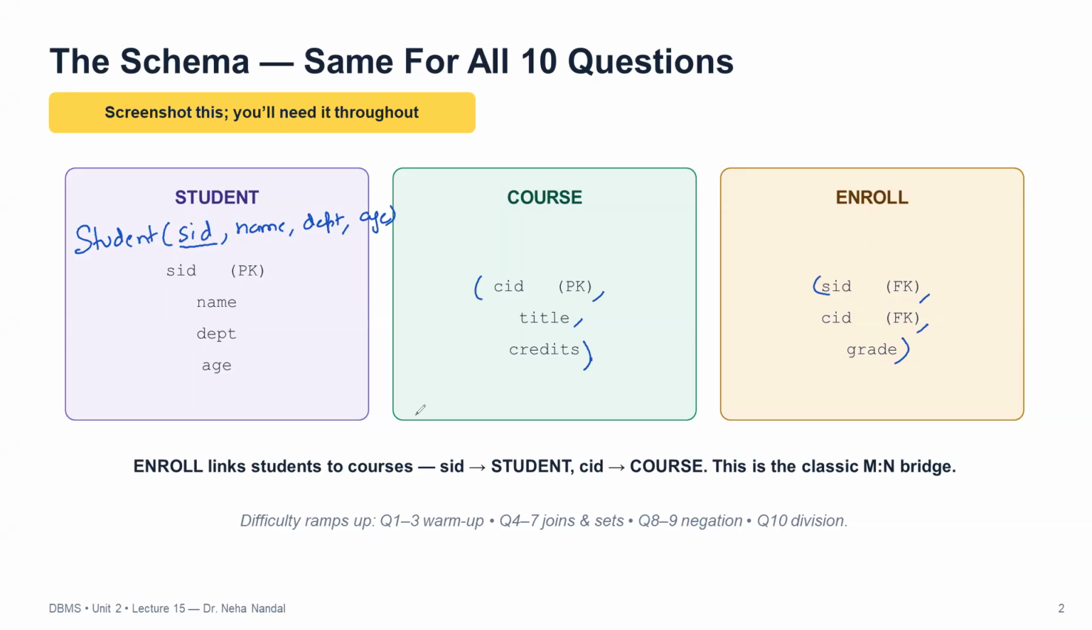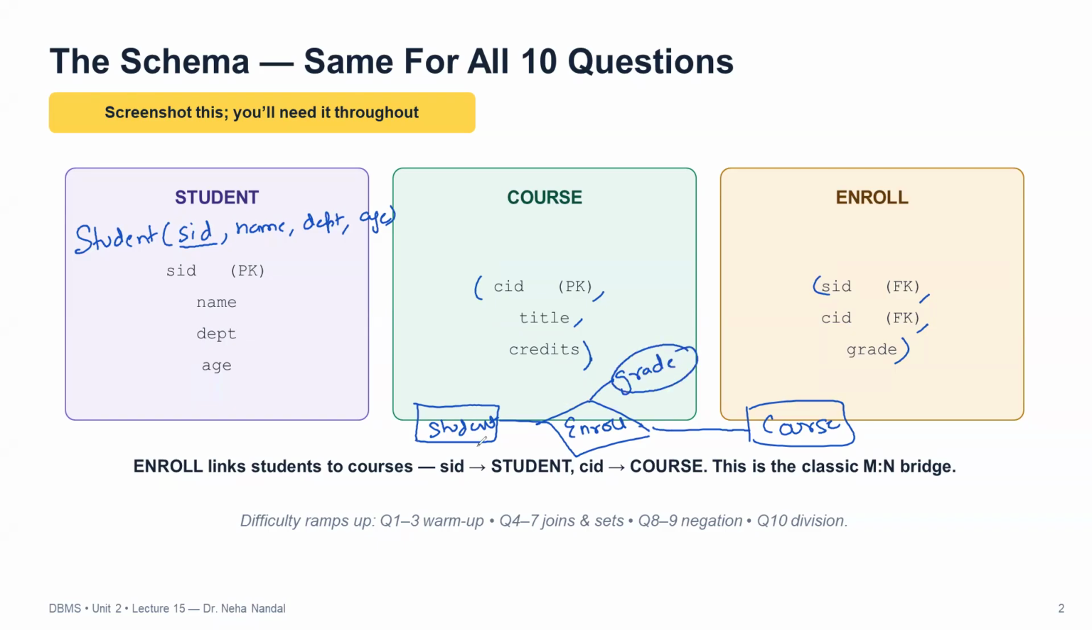In an ER diagram, it will look like this: student, course, and there is this relationship enroll. Here we have one descriptive attribute, grade, and its table will have the primary key of student and course, that is SID and CID, which will act like foreign keys here. So these are our 3 schemas given, and on this we will see some questions.